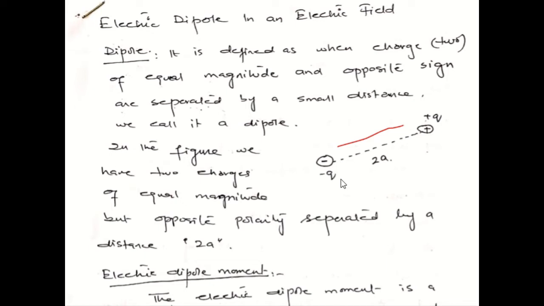Here we can see that I have a negative charge and I have a positive charge. I have named the distance 2a, because this notation is used in the book. So let's call it 2a. So it has been separated by a distance 2a, and this is a very small distance. So I say that I have created a dipole over here. So a dipole is when two charges of the same magnitude but opposite polarity are separated by a very small distance.